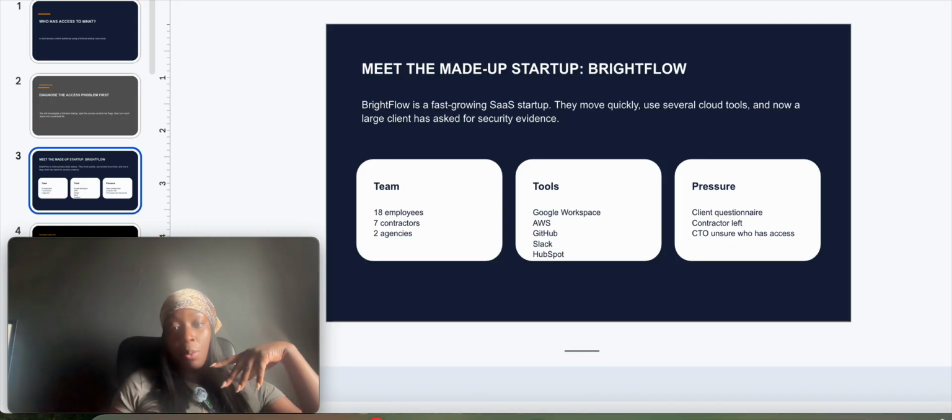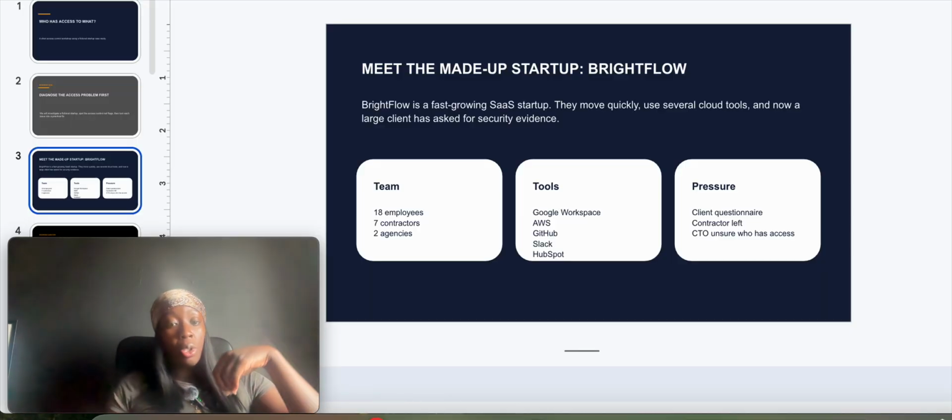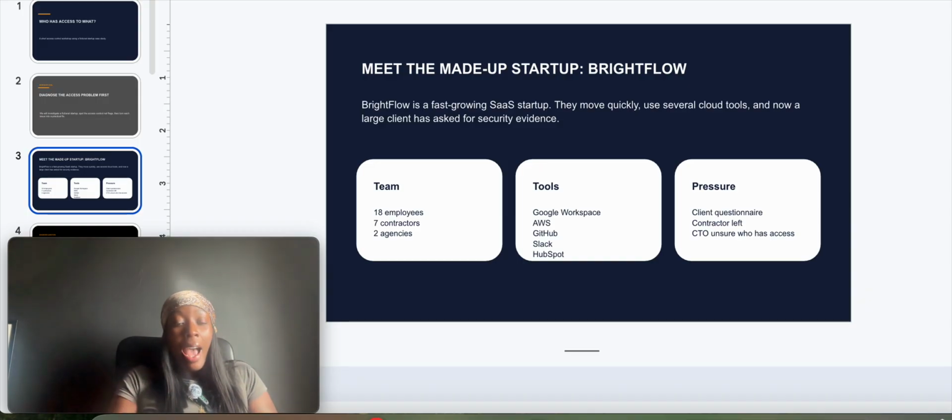So meet the made-up startup, BrightFlow. BrightFlow is a fast-growing SaaS startup. They move quickly. They have several cloud tools. Note that they're not on-premise at all, as most modern organizations are. And now a large client has asked them for security evidence, the equivalent of a client due diligence. The onus is on BrightFlow to express what their current security practices are. But it may well be a case where they realize there are areas of improvement that they need to also fix in the same process.